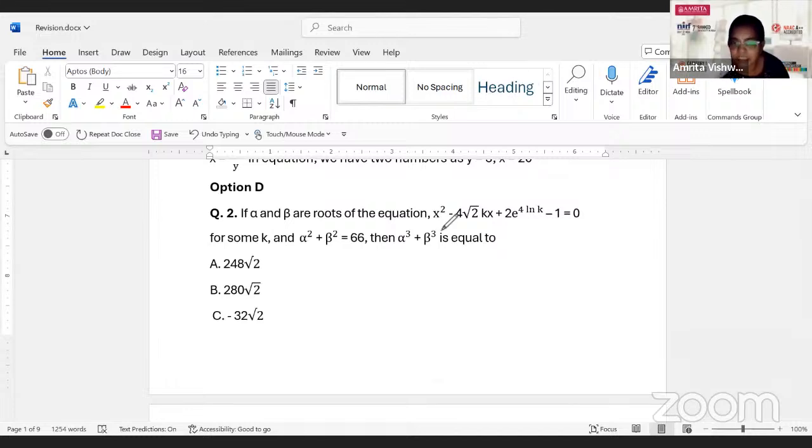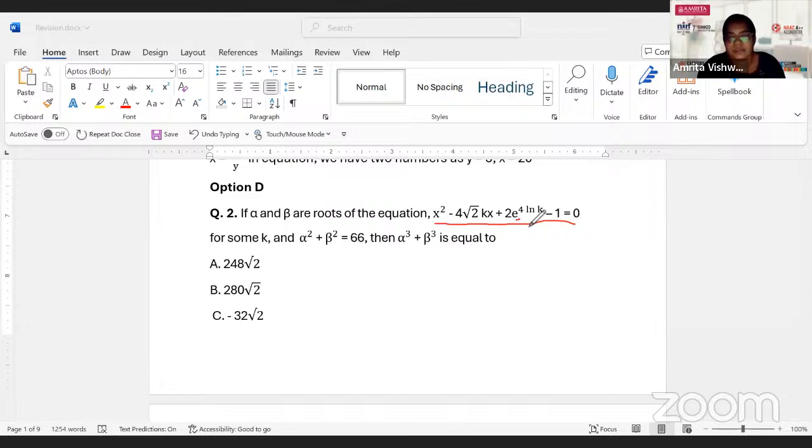There is an equation given as x square minus 4 root 2 kx plus 2 e raised to 4 log k minus 1 equal to 0, for some k. They have not mentioned the value of k. And alpha square plus beta square is equal to 66. Then alpha cube plus beta cube is equal to what? If alpha and beta are the roots of this equation, and alpha square plus beta square is given as 66, then what is alpha cube plus beta cube?